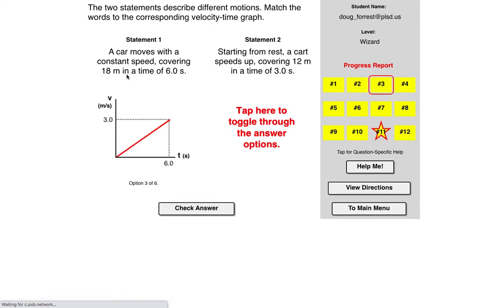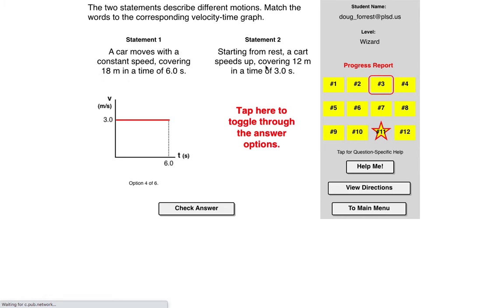So here this says it moves at a constant speed, covering 18 meters in 6 seconds, so this is not a constant speed. Here, if I know that the area of a velocity time graph is equal to the displacement, 6 times 3 does give me 18 meters, and I am going at constant speed, so I think that's correct.